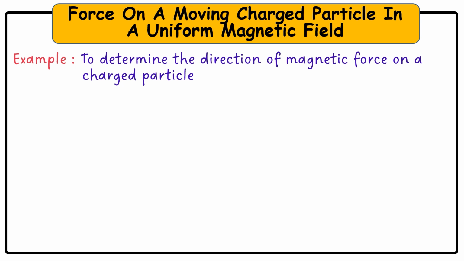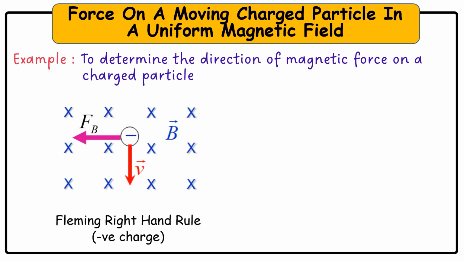Here are the examples to determine the direction of magnetic force on a charged particle. If we have a negative charge moving with the velocity v perpendicular to the magnetic field B, we can use Fleming's right-hand rule to identify the direction of magnetic force Fb. From Fleming's right-hand rule, the direction of magnetic force Fb is to the left.